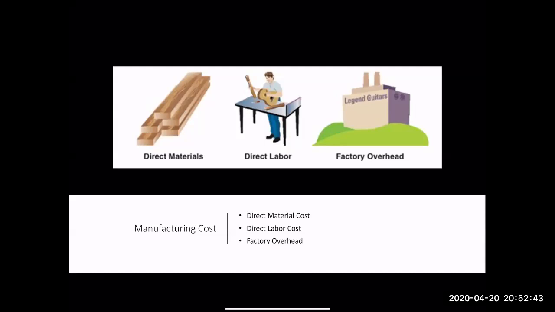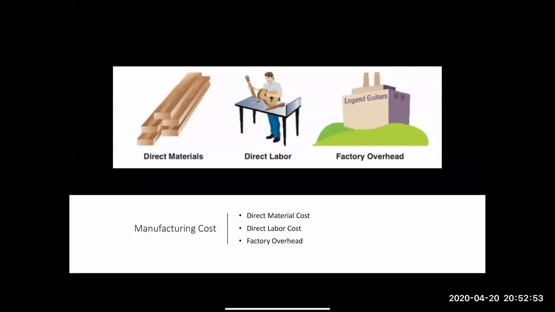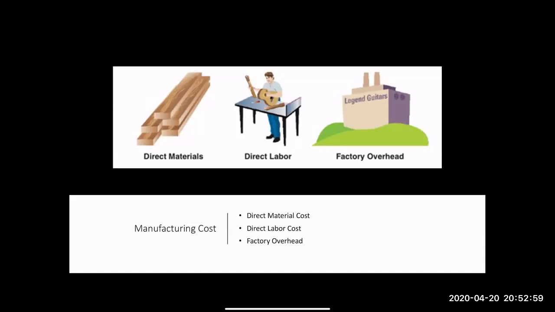Now, factory overhead is what I like to call the catch-all. Factory overhead includes heating and lighting the factory. It includes the repair and maintenance of the factory equipment. It includes the property taxes of the factory building and the land. It includes the insurance on the factory building and also depreciation. It also includes indirect materials and indirect labor, okay?